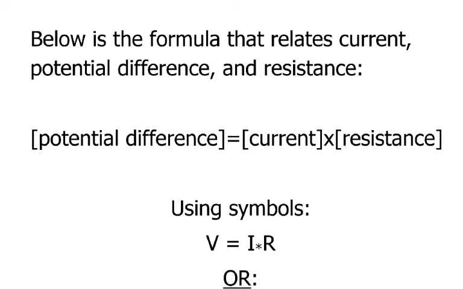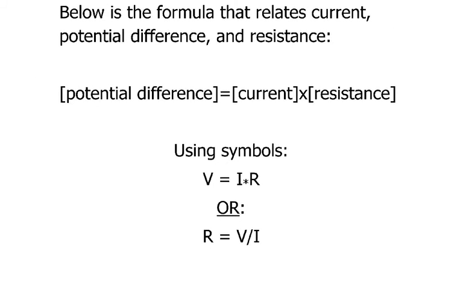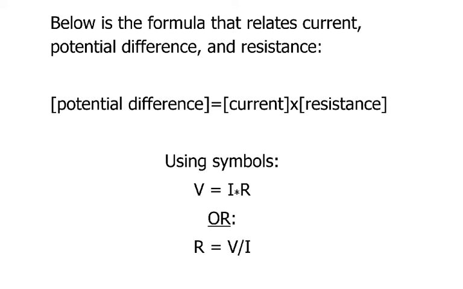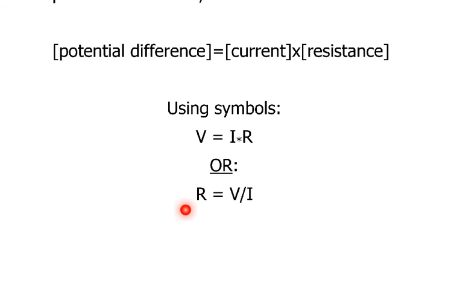So at this point, it would be appropriate to show you the formula, the mathematical relationship among current, potential difference, and resistance. Simplified, the potential difference is equal to the current times the resistance. And then if we use symbols, V for potential difference, because it's measured in volts, I for current, and R for resistance. So V equals IR. And if we want to put it in terms of calculating for resistance, resistance is equal to potential difference divided by current, or V over I. All right.